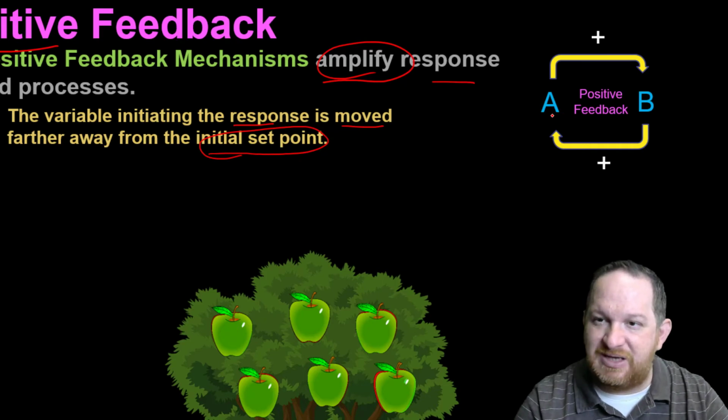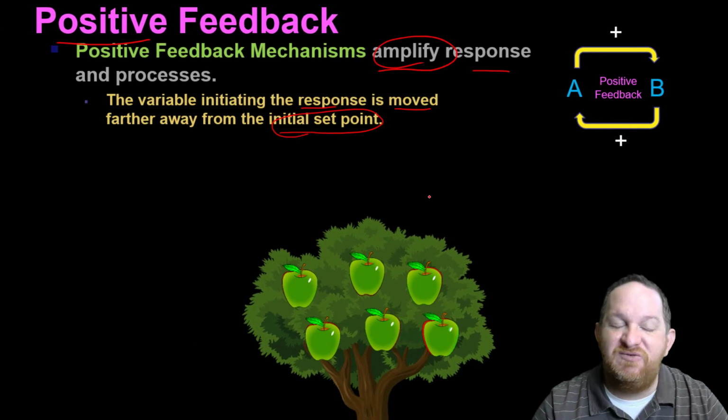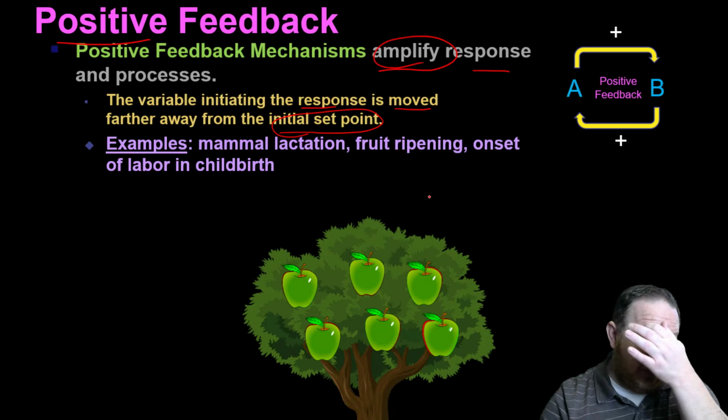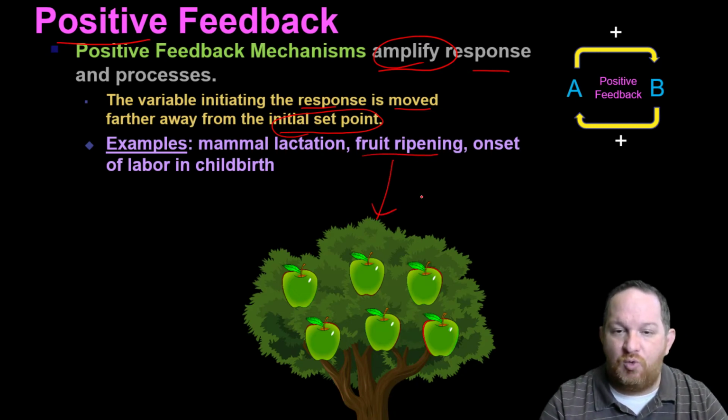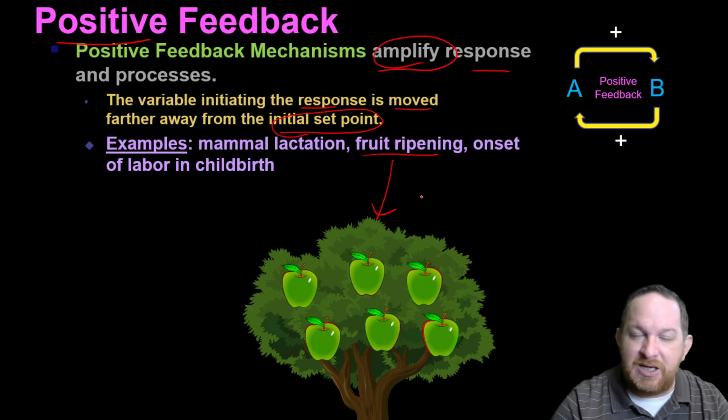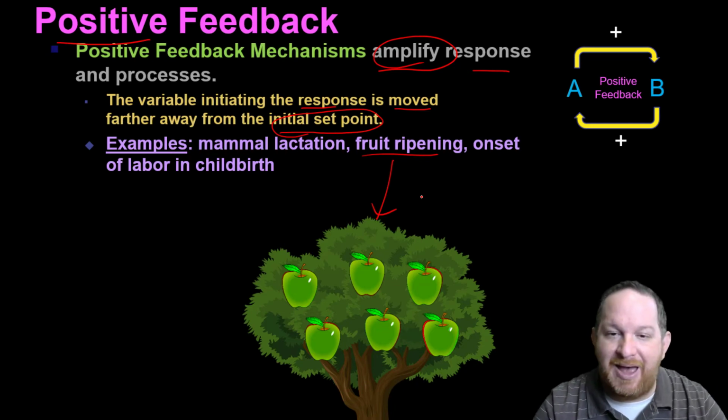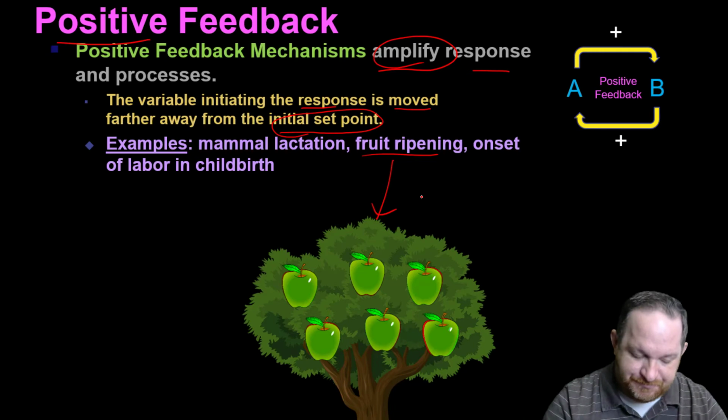Think of our cattle. Once the cattle start running, right, then there's a lot of panic, more cattle will run, etc. So let me give you a very specific example. There are a few that we could talk about. In this example, I'm going to talk about fruit ripening. This is back to the beginning with my bear eating my apples on the apple tree.